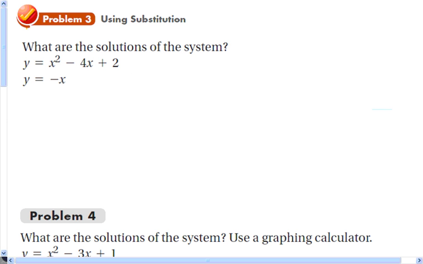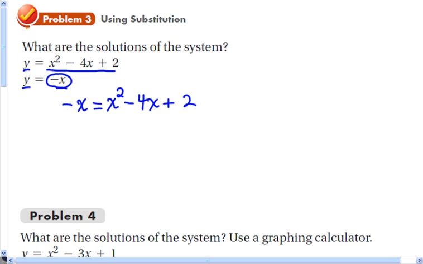All right, we can also use substitution to solve these equations, and we'll find the solution here. So we're looking for a value of x and y that make both these equations true. Now notice that y is equal to two things. It's equal to the opposite of x, and it's equal to x squared minus 4x plus 2, which means I can substitute the opposite of x for y, and when I do that, I get this equation. The opposite of x equals x squared minus 4x plus 2.